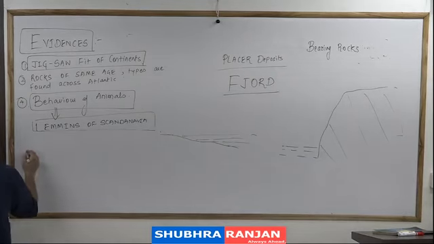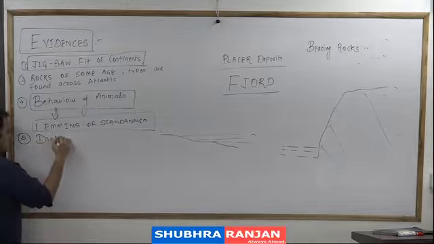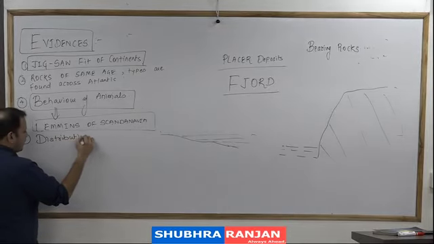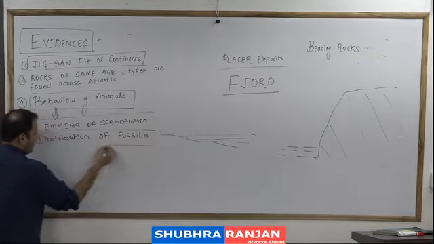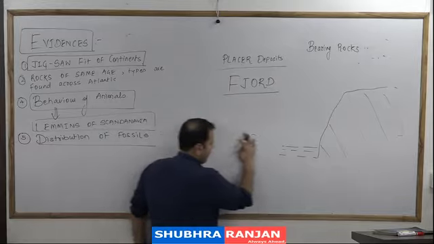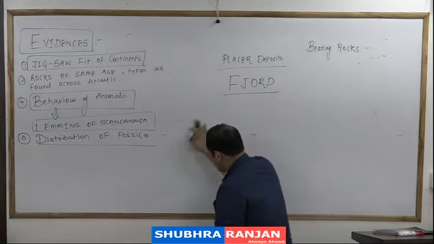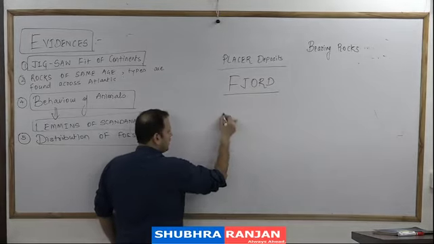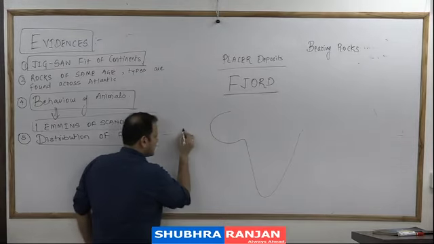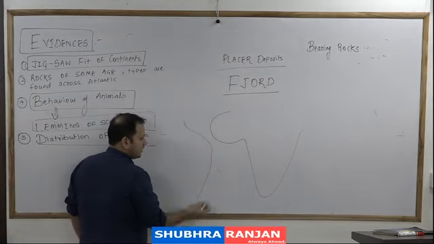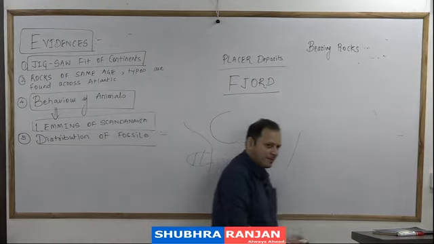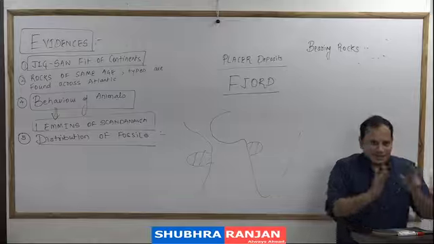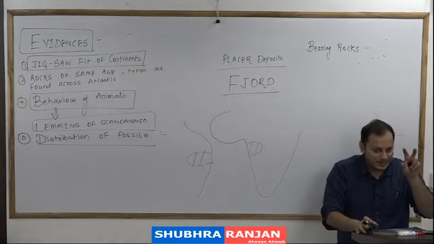Fifth, distribution of fossils. There are numerous fossils which have been found in such a way that if this is Africa and this is South America, the fossils are found such that half of their body is found in South America and half in Africa, because when they died, etc., and after that continental drift happened. But we don't write this as an evidence.